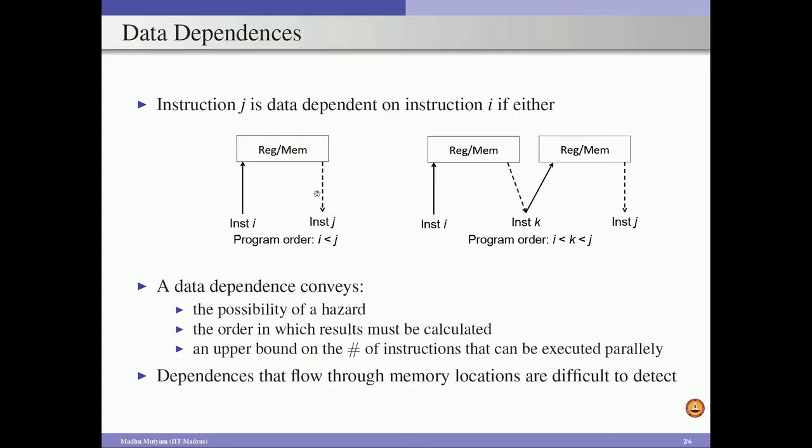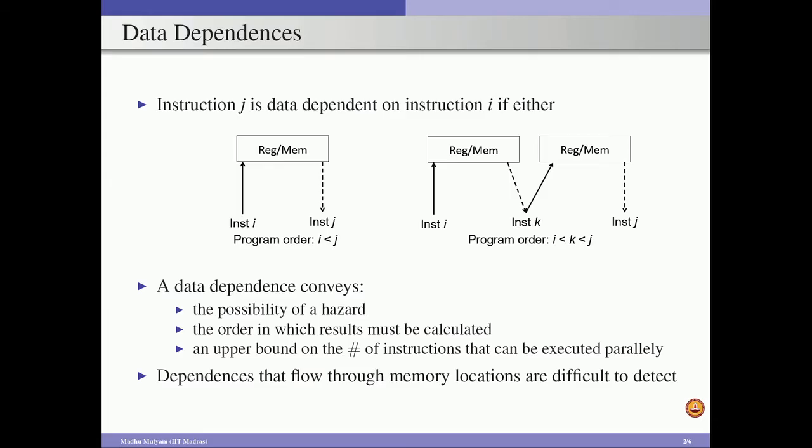In this example, we can clearly see instruction I is writing to a register or a memory location, and instruction J is reading that. So, this true dependence can be there through a single register, or instruction I can be writing to a register from which instruction J is reading, or instruction I is writing to a memory location from which instruction J is reading the value.